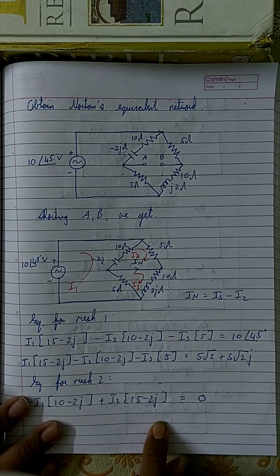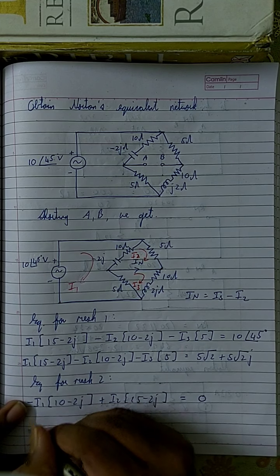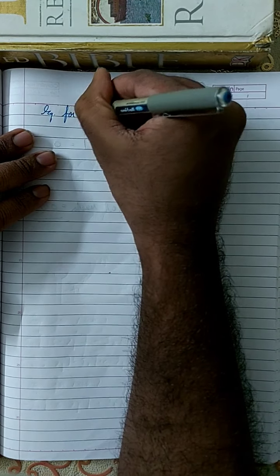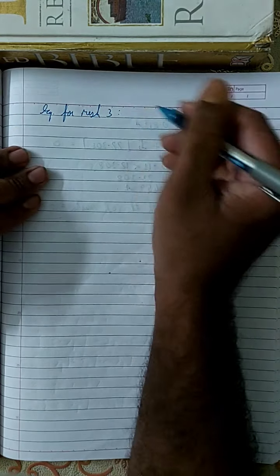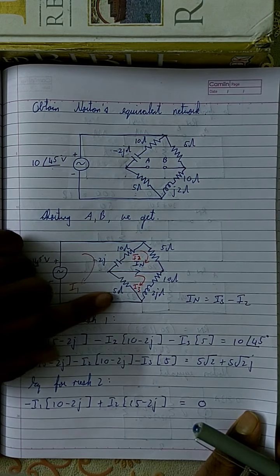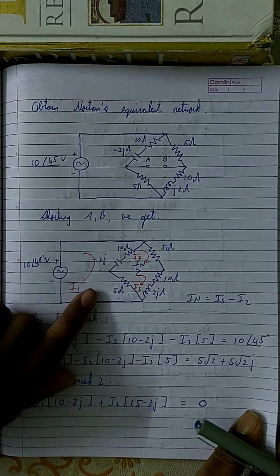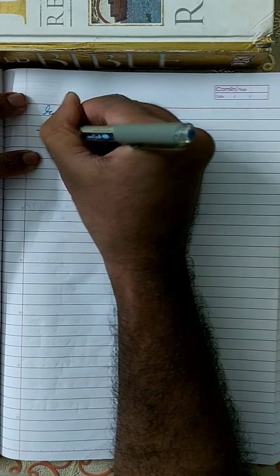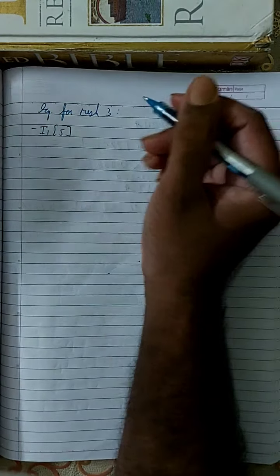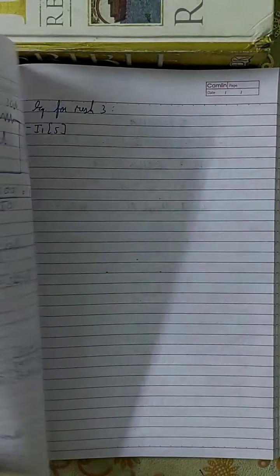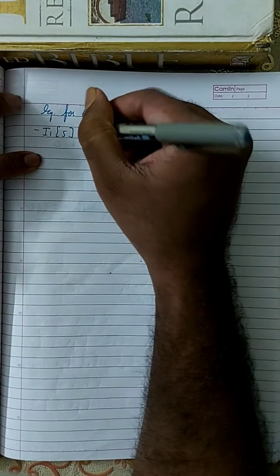Now I'm going to write the equation for mesh 3. Let me write the equation. So equation for mesh 3. Here in mesh 3, I3 is positive and I2 and I1 are negative. So in mesh 3, I1 is touching only this resistor, so it is minus I1 into 5. Okay, and I2 is not touching any element in mesh 3, right? So therefore there is no I2, it is I2 into 0. So you are left with only I3.